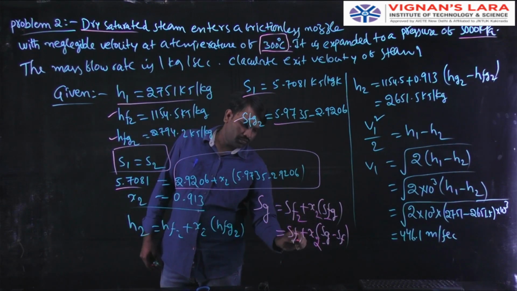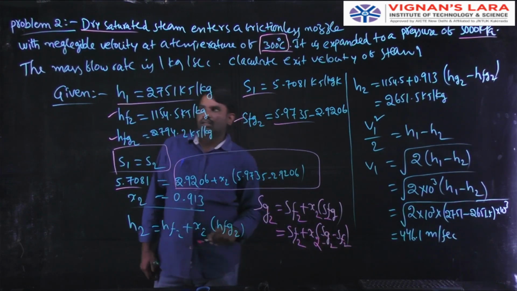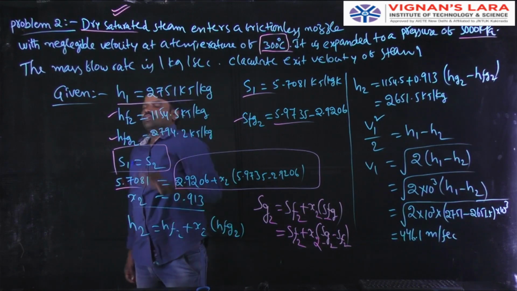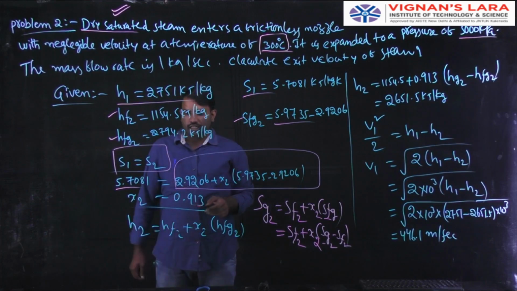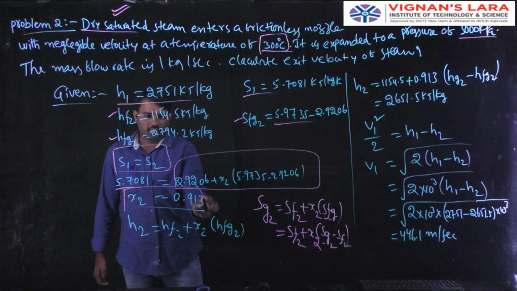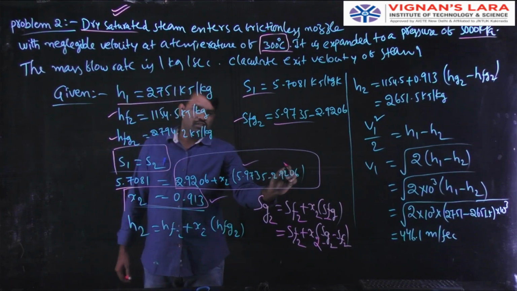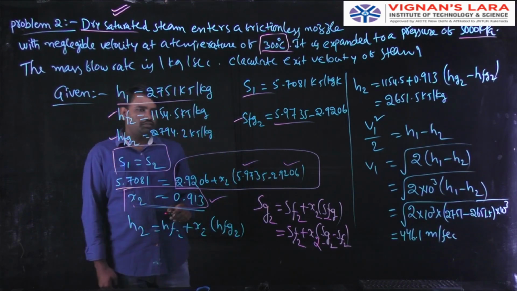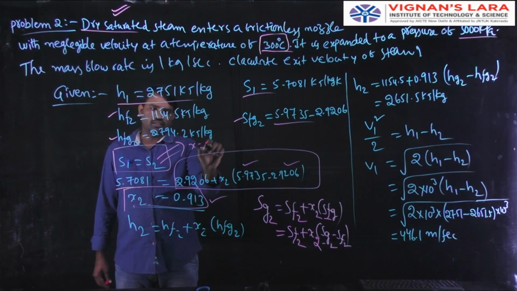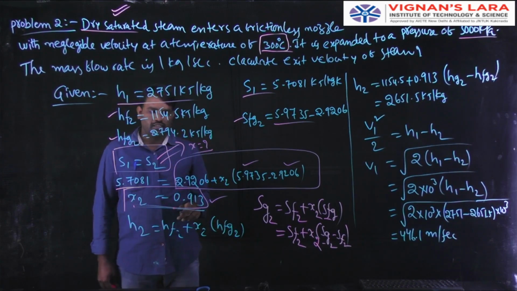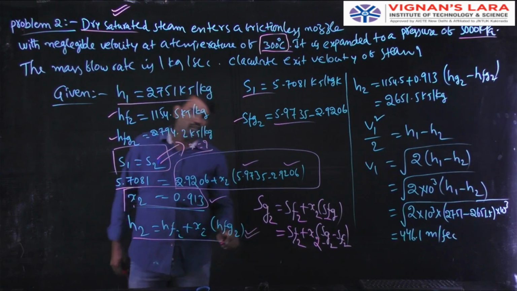At point 2, we are expecting wet steam. Why? Because at inlet we are introducing dry saturated steam, and after expansion in the nozzle body we are getting wet steam. After expansion the dryness fraction of the steam is 0.913. After substituting these values you can easily get the X2 value. We always use the entropy relation to determine the dryness fraction. After finding the dryness fraction, we use it to determine the exit wet enthalpy.